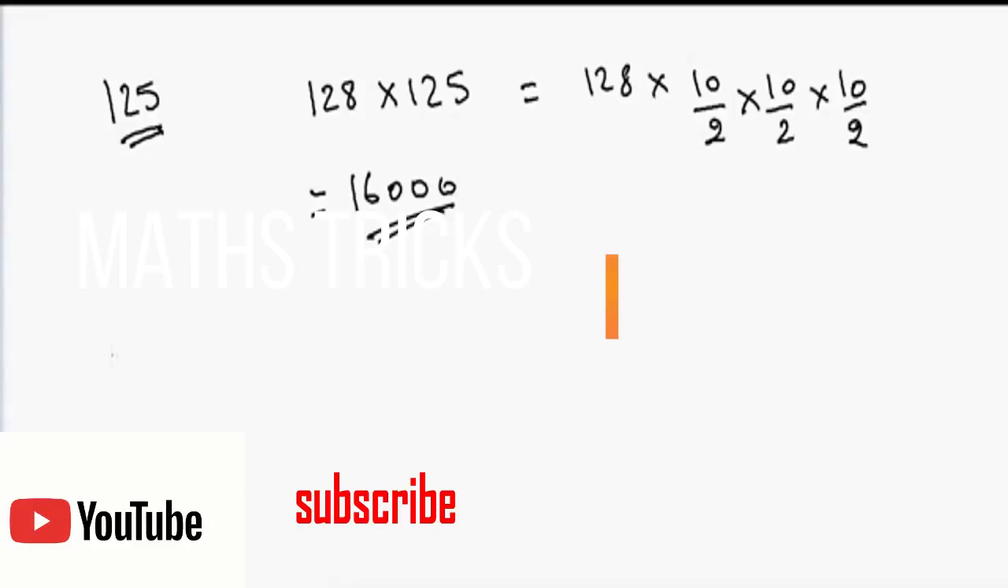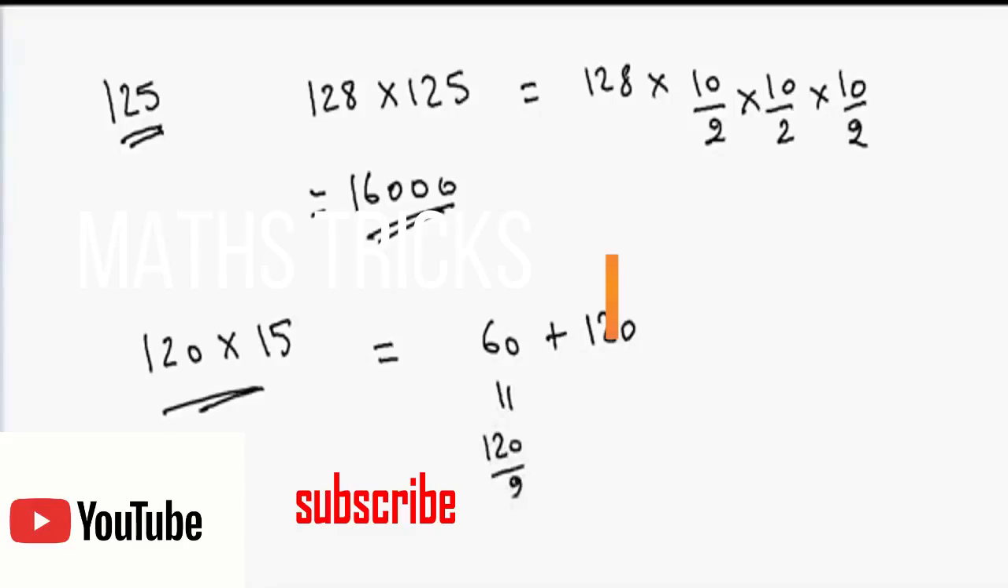Now let's do another thing. If we have to multiply 120 by 15, how will I do that? In that case, what I'll do is I'll take half of 120. Half of 120 is 60, and then I'll add that to 120. So that will be equal to 180. Then I put one more 0. So that's my answer.